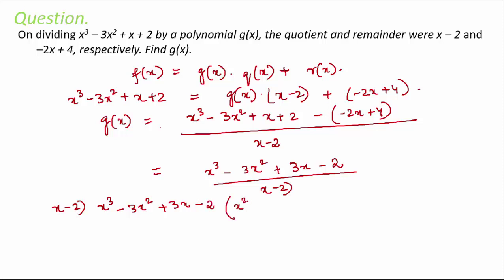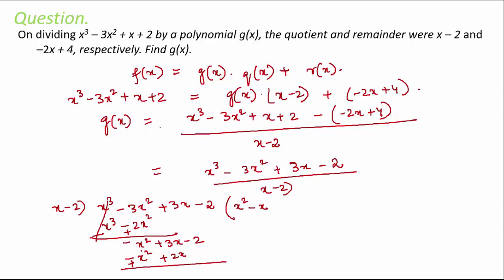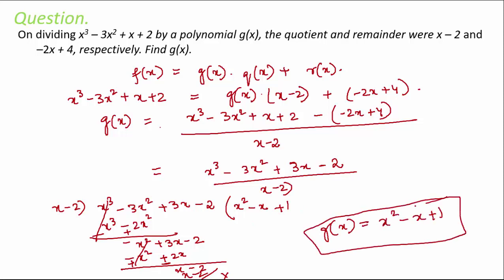So this would be x square. So this is x cube minus 2x square. So this is cancelled. So this would be minus x square plus 3x minus 2. So this would be minus x. So this is minus x square plus 2x. So this is getting cancelled. So this would be x minus 2. So this is plus 1, x minus 2. So therefore, the correct answer for g(x) would be x square minus x plus 1. So this should be the value of g(x).